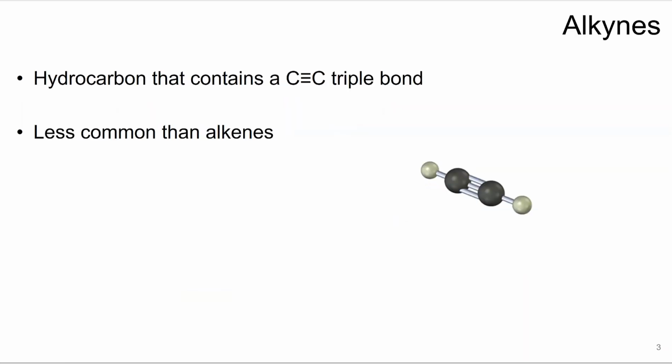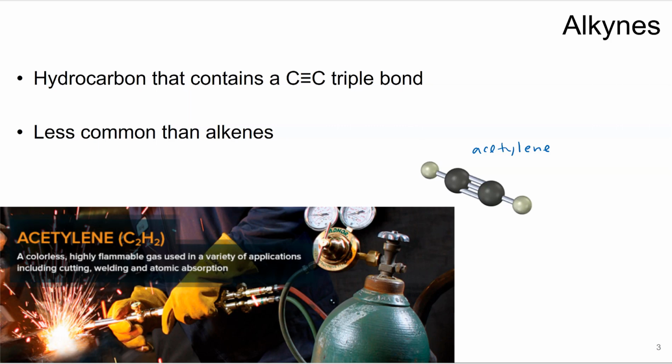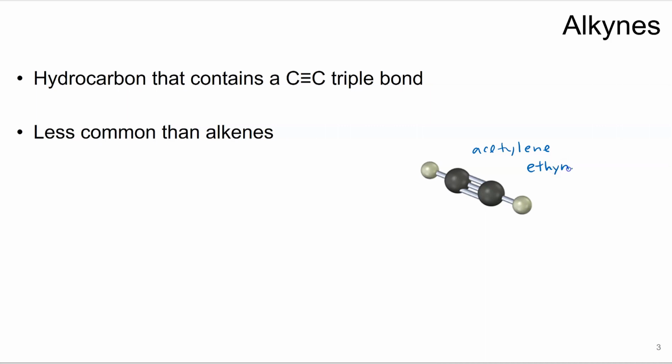An alkyne is a hydrocarbon that contains a carbon-carbon triple bond. These are less common than alkenes. The simplest one that you might come across is acetylene, which you might know is the gas that is used for welding or for blowtorches, and that is just 2 carbons, also called ethyne.